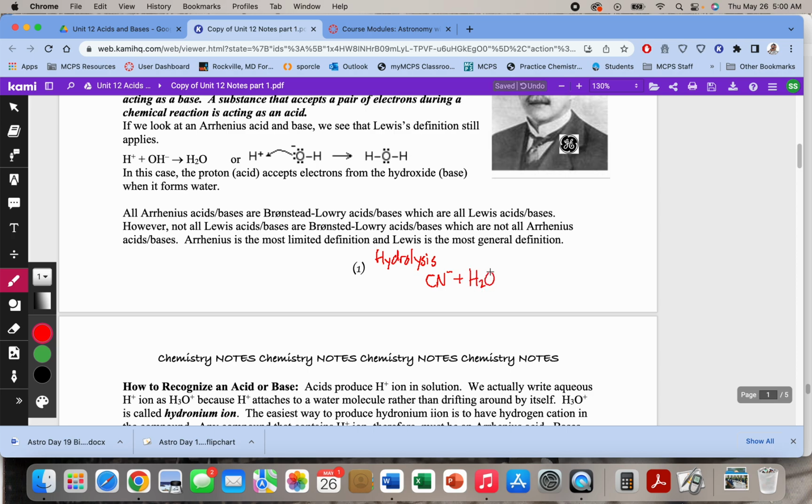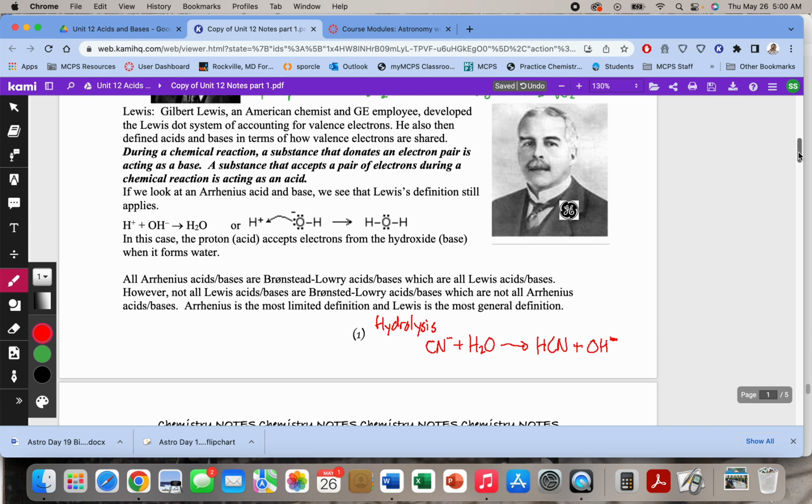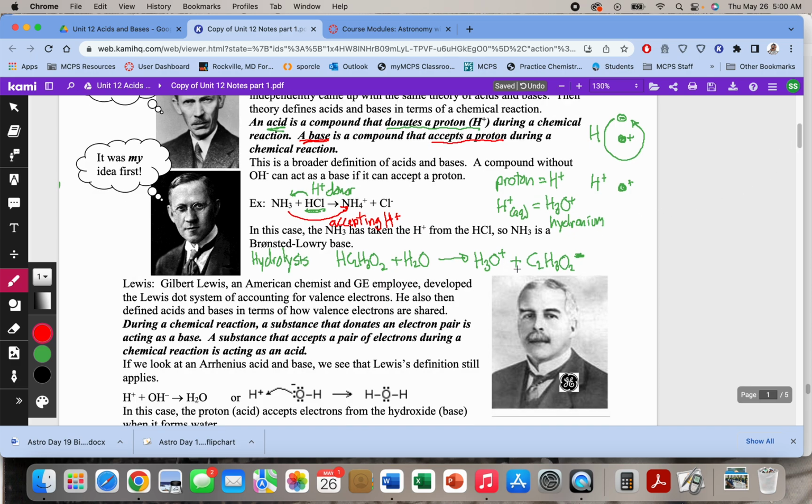And if I do that, it accepts a proton from the water. And so it creates HCN. See, it accepted that proton. Whatever's left behind is water without its extra H plus, so it makes OH minus in water. And remember that bases create OH minus in water, and acids create hydronium in water. So hydrolysis reactions are a way of showing that.